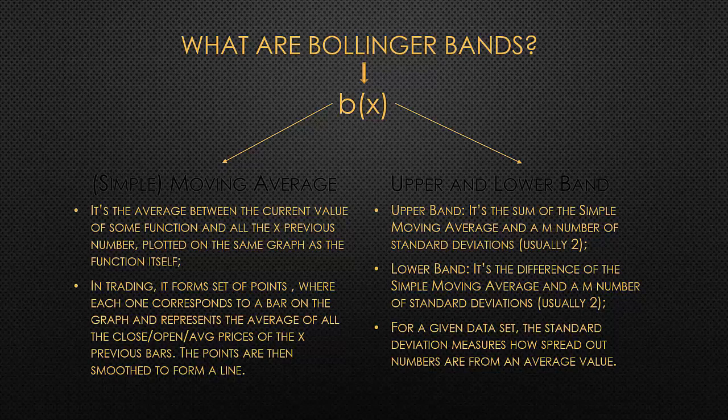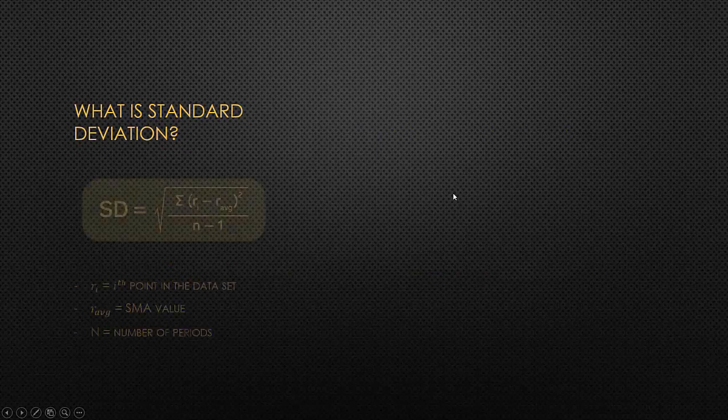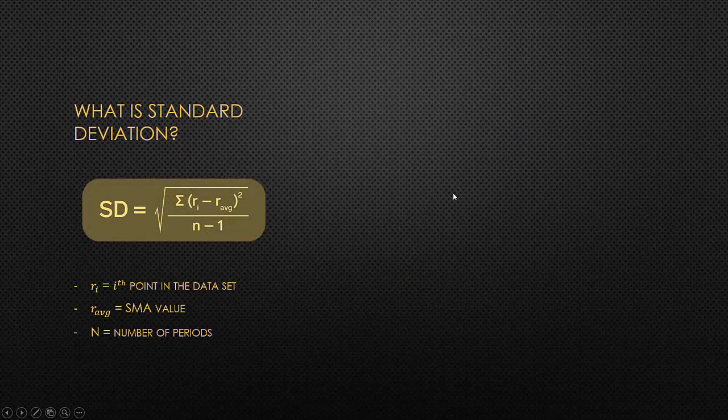A standard deviation is just a measure of how spread out numbers are from an average in a given dataset. So if we take, for example, those two datasets of numbers, it is clear that the variance of the first from its average, which is 50, is much higher than that of the second set. And that is exactly what standard deviation tells you. And in fact, the formula tells you just that. It is kind of intuitive at the end of the day.